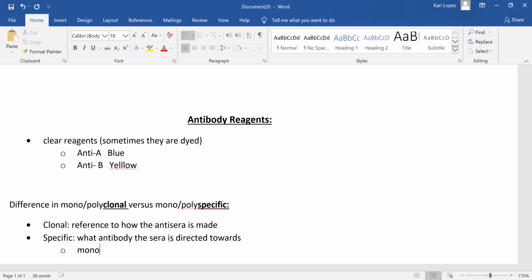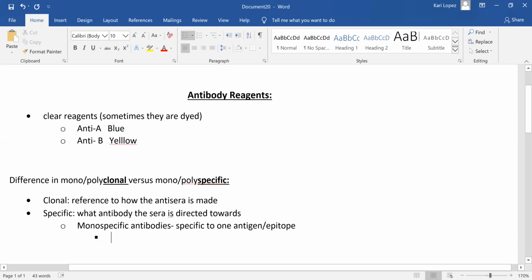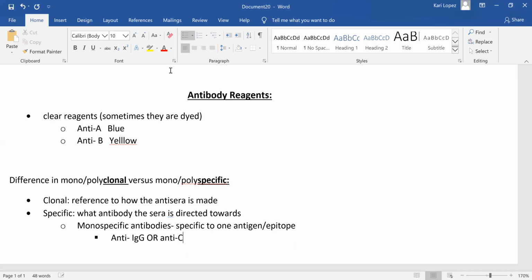So for example, monospecific antibodies are specific to one antigen or epitope. Now examples of these are anti-IgG, IgG or immunoglobulin G, or anti-C3d. So your key factor is going to be or. It's either anti-IgG or anti-C3d.